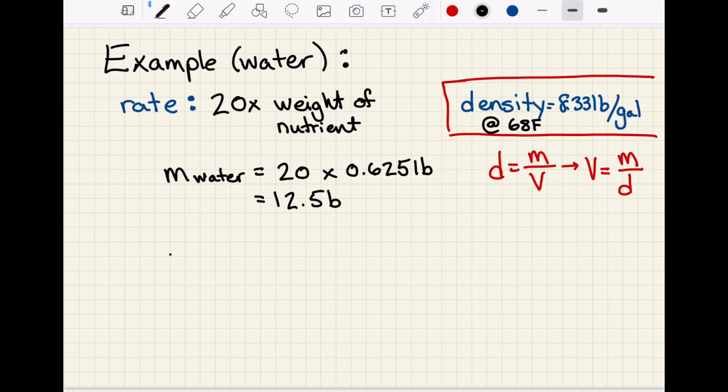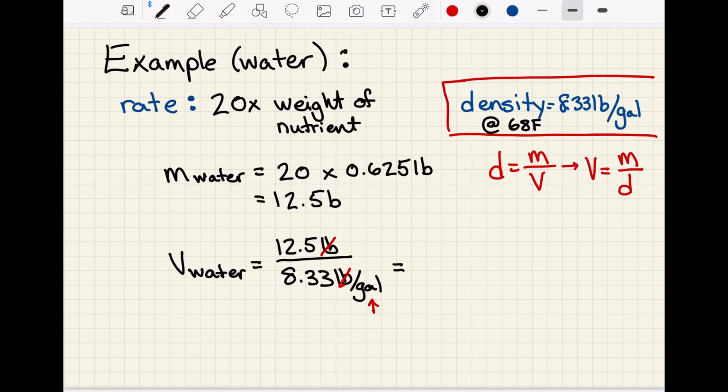We're going to come down here. We're going to find the volume of water. And we're going to start with our mass, which we just calculated, 12.5 pounds. And we're going to divide this by our density, which we have up here, 8.33 pounds per gallon. Okay. And our pounds units are going to cancel, and we are going to be left with our gallon on top at the end. So the volume of water in this particular calculation, when we compute this, is going to be 1.5 gallons. So you can go ahead and measure out the mass of the water on a scale, or you can measure it volumetrically, and it's going to be 1.5 gallons.